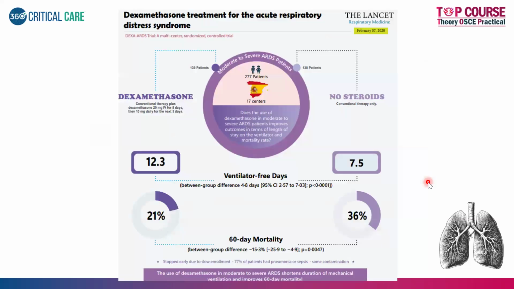Similar things were also seen in the DEXA ARDS trial, wherein they saw that the use of dexamethasone in moderate to severe ARDS definitely reduced the mortality as well as decreased the length of use of mechanical ventilation in patients who received a steroid, that is your dexamethasone. The dose of dexamethasone used was 20 mg IV for 5 days, and they then tapered it to 10 mg over the next 5 days.